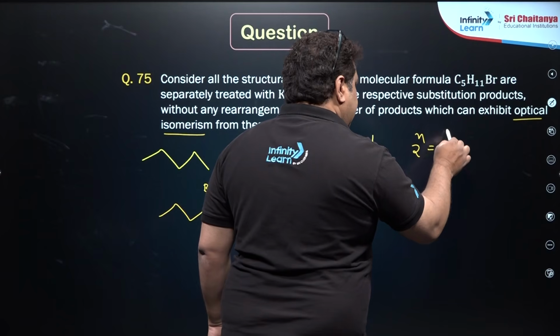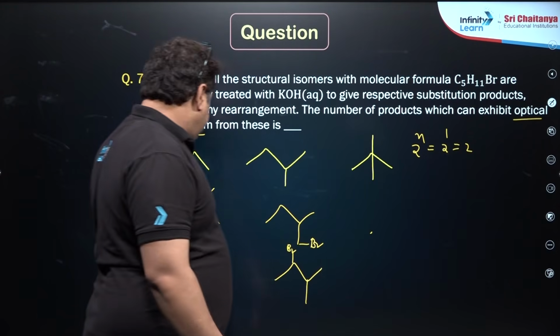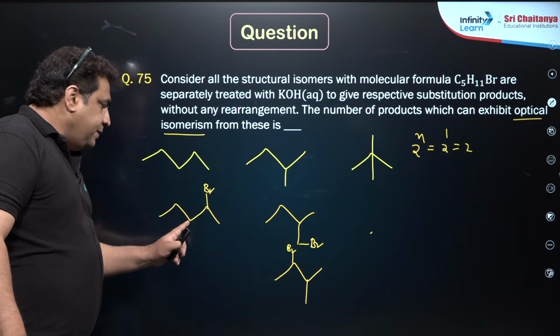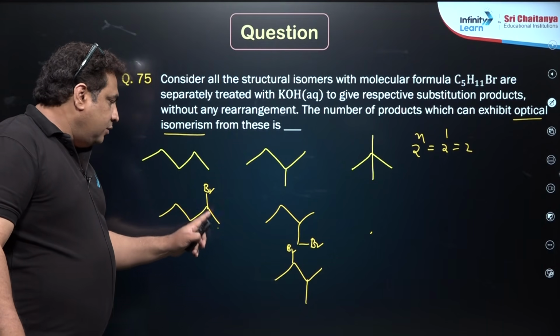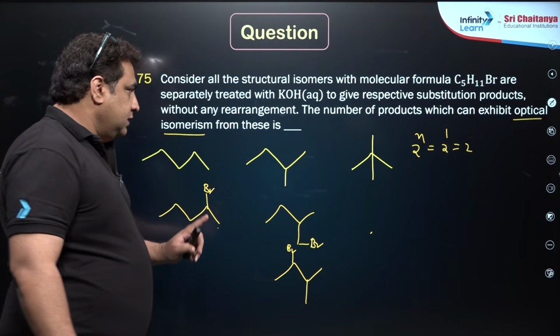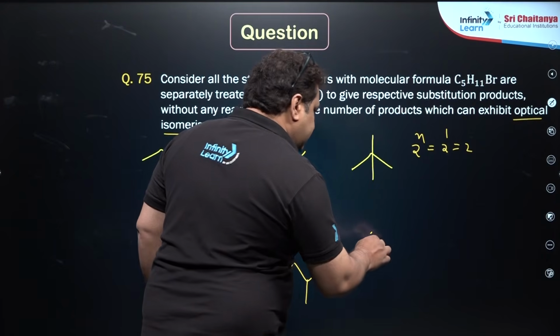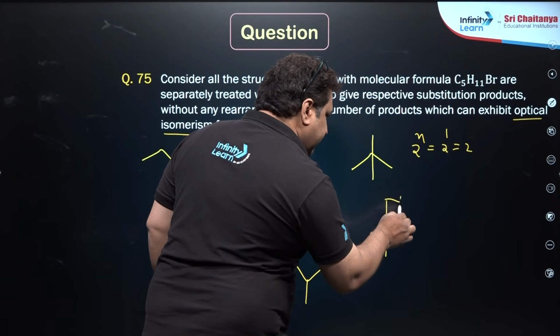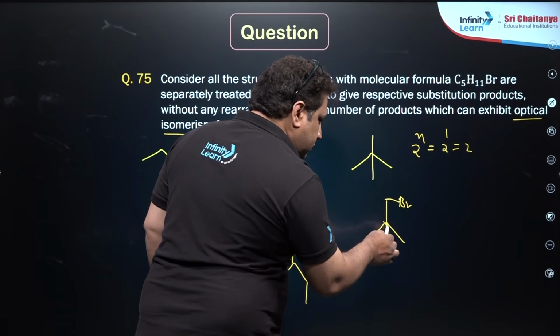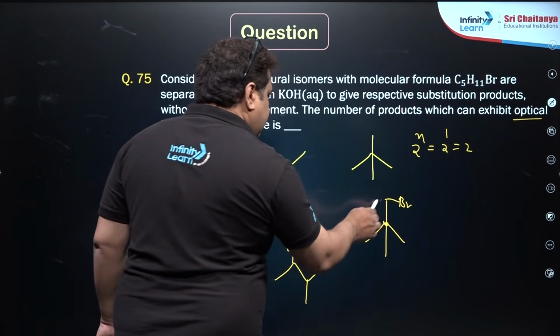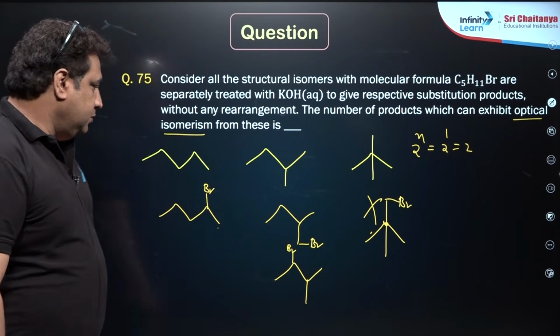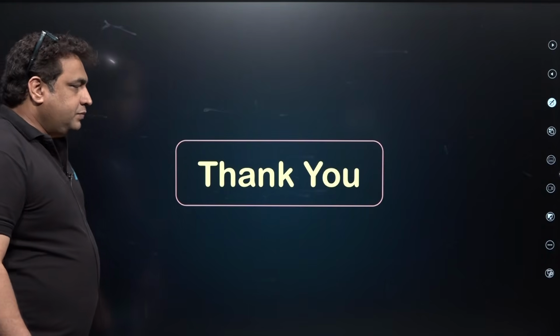Each will produce 2 isomers because if you keep Br here you will not get a chiral carbon. A chiral carbon will only come when you keep it at this position. In this one a chiral carbon cannot be generated because the groups are identical. So hence this cannot be the answer, it cannot form any type of isomers. So hence the answer will be 6.